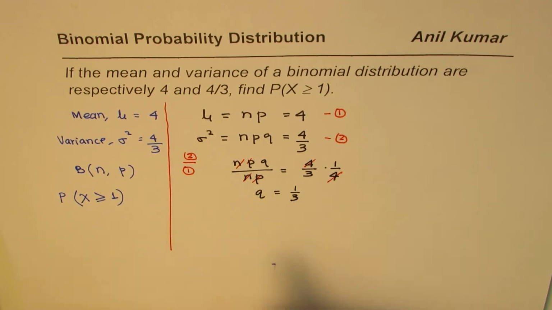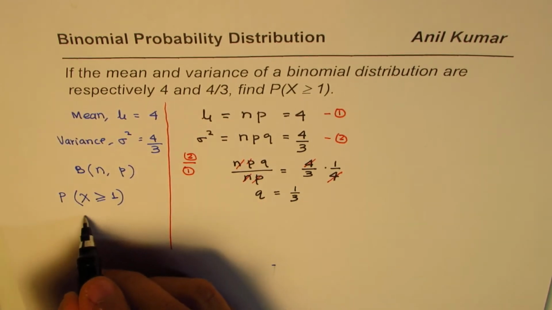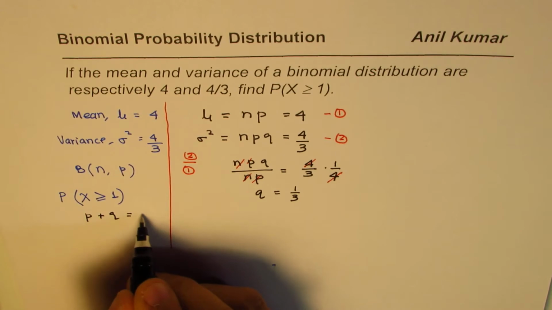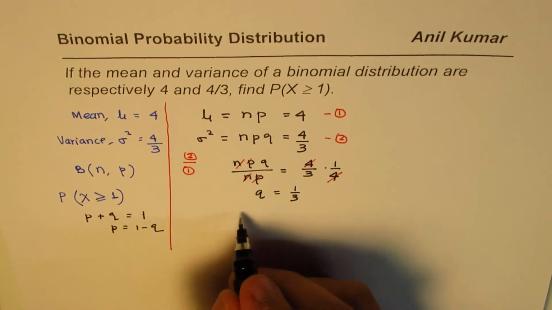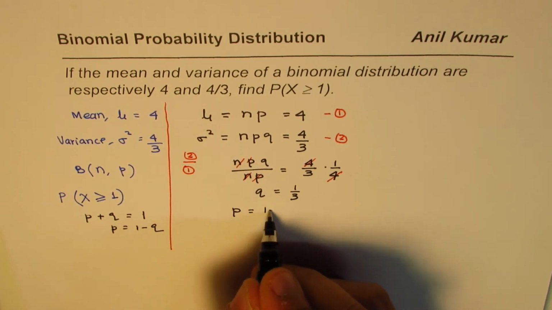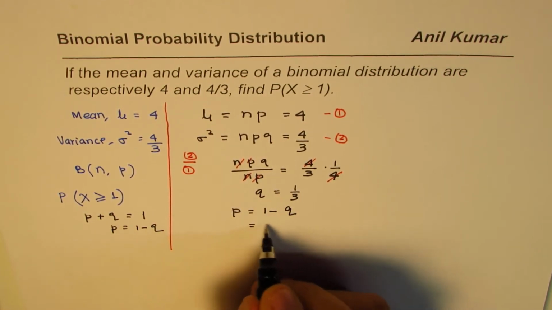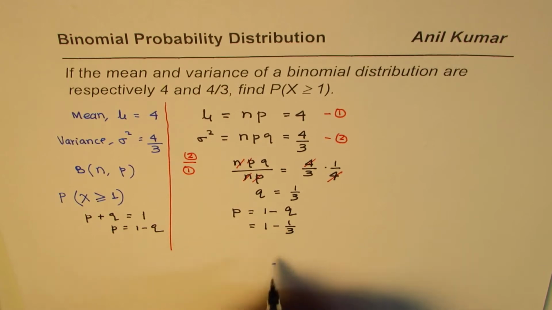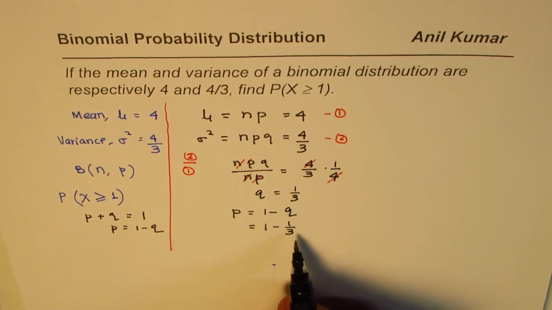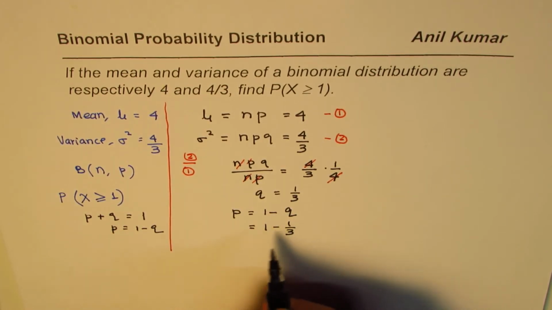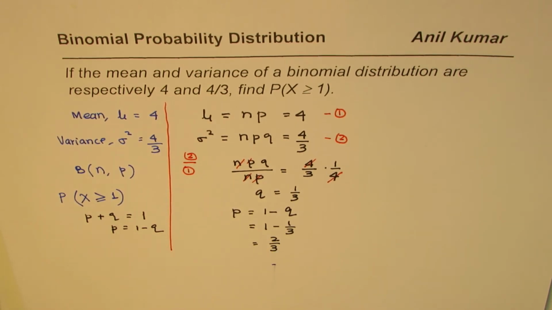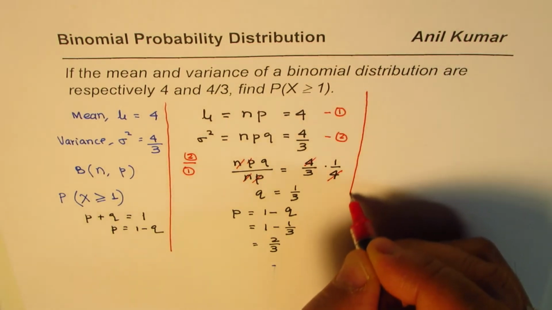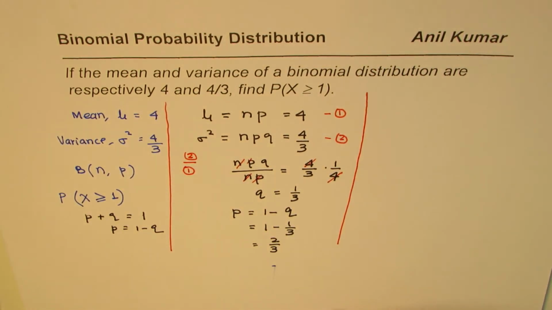If q is 1 over 3, what is p? We know p plus q is always equal to 1. So p is 1 minus q, which is 1 minus 1 over 3, which is 3 minus 1, or you can say 2 over 3. So we get the value of the probability of success in this particular case, which is 2 over 3. So that is the value of p.